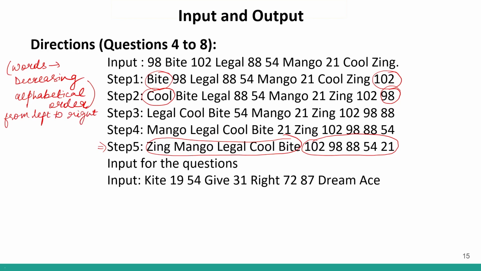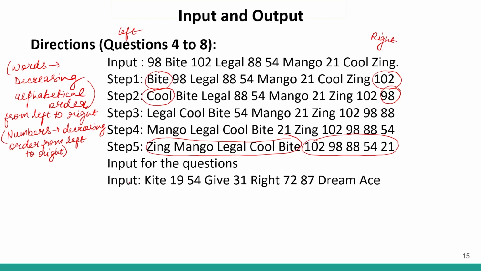And what is happening with the numbers? With the numbers, the same thing is happening. They are arranged in decreasing order from left to right. So with each step, we are taking a word to the left and a number to the right. This is your left and this is your right.